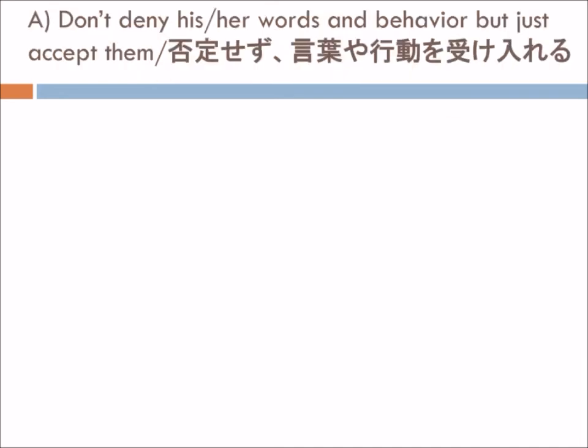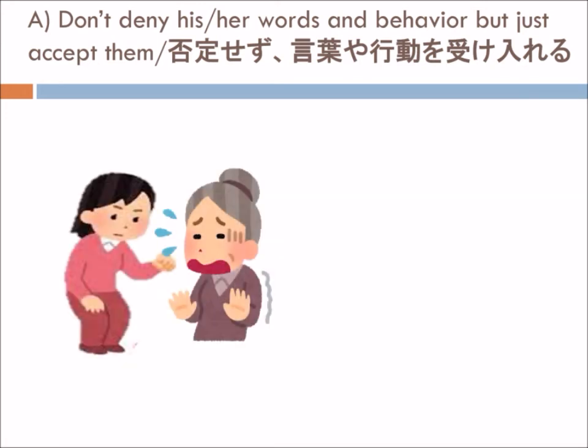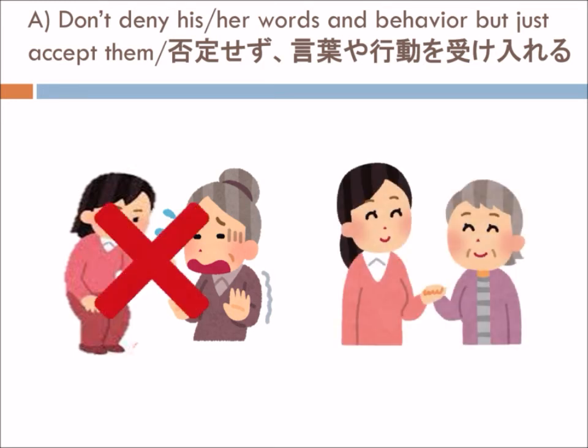Don't deny his or her words and behavior, but just accept them. Dementia is a syndrome in which there is deterioration in cognitive function in the brain. Therefore, it would be meaningless to correct them or persuade them to do the right thing. I would rather say that it would cause the opposite effect. What is most important is to accept them.